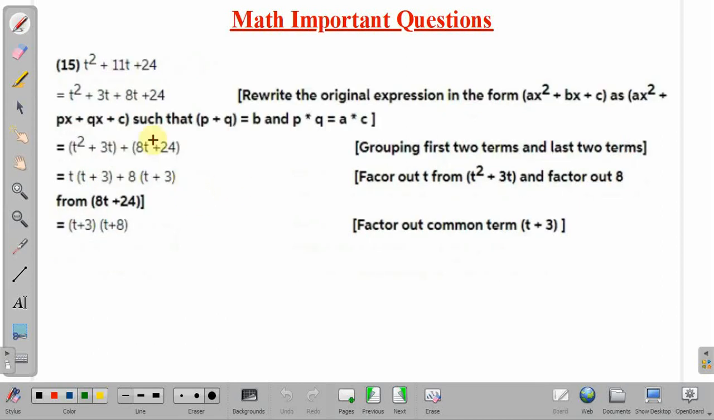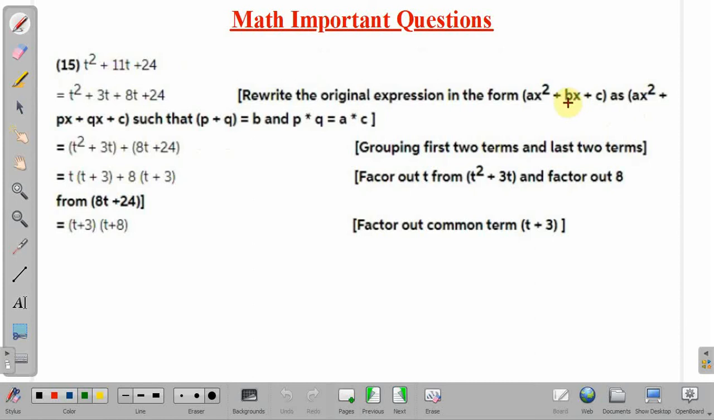Then next problem is t square plus 11t plus 24. Okay, we have to find the factors of this expression. So see, what we can do, this is a quadratic expression which is of the form ax square plus bx plus c. Okay, so this can be written as ax square plus px plus qx plus c, such that p plus q is equal to b, that is this middle term coefficient of t.